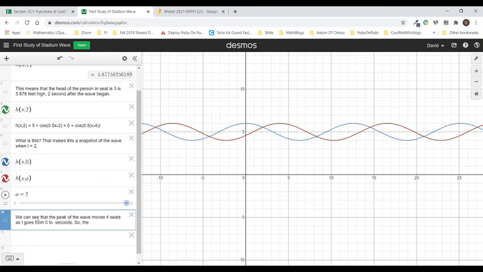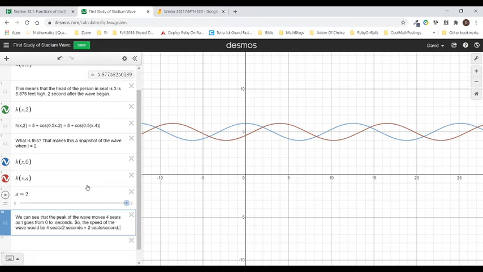So the speed of the wave would be 4 seats in 2 seconds, and that's just 2 seats per second. We got that really by taking 2 snapshots. We confirmed it by actually adding a slider and having it move.